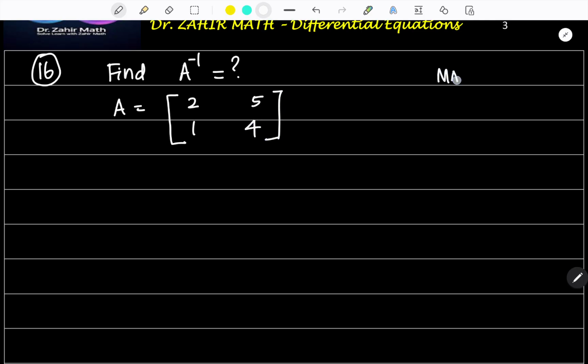Please spell the word matrix. Yeah, matrix. That's the correct pronunciation. Most of the time I say matrix, but this is our pronunciation. But you have to use matrix. That is the correct pronunciation.